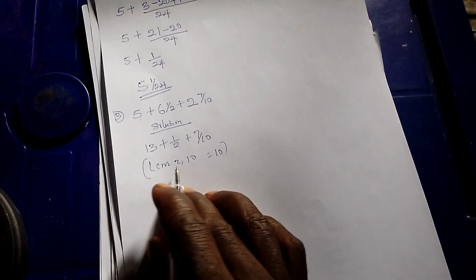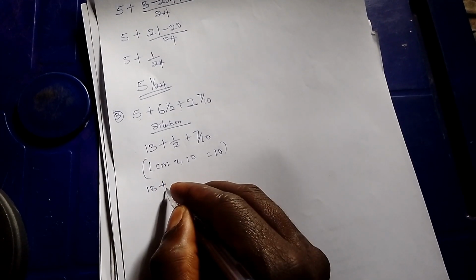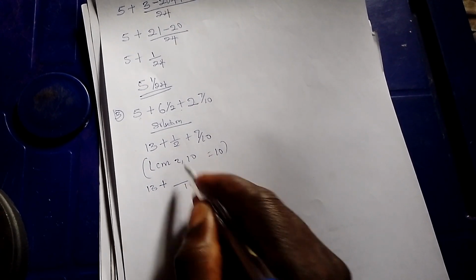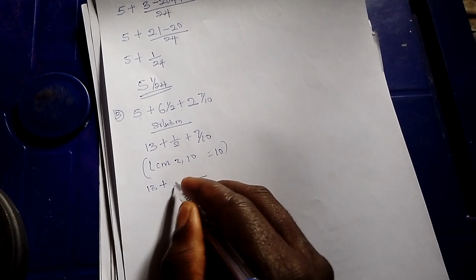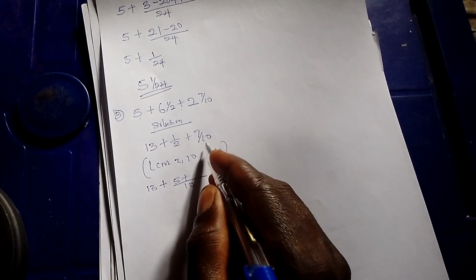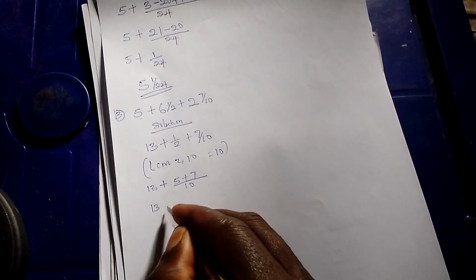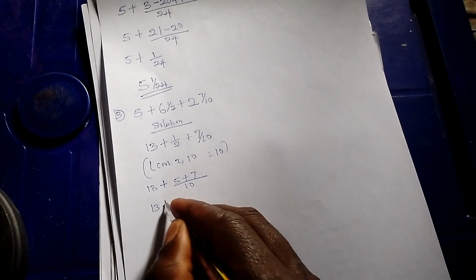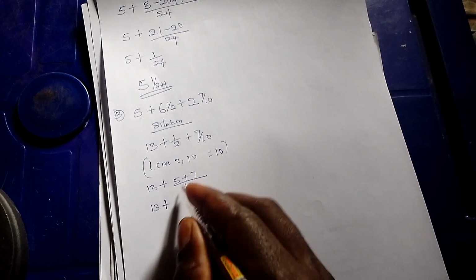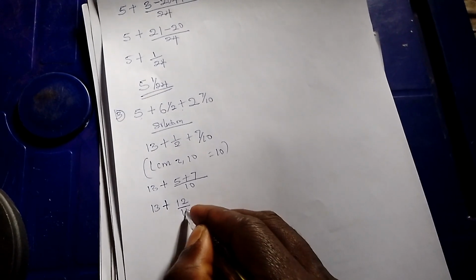So now you have that this is 13 plus 10. This is the LCM. Then 10 divided by 2 will give us 5. 5 times 1 gives us 5, plus 10 divided by 10 is 1. 1 times 7 is 7. So the next step is 13 plus then 5 plus 7 will give us 12. 12 all over 10.